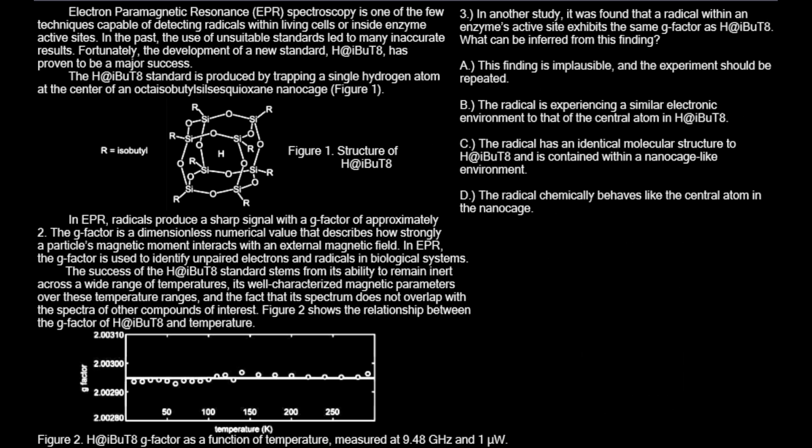Answer choice B says the radical is experiencing a similar electronic environment to that of the central atom in H@iBut8. Answer choice C says the radical has an identical molecular structure to H@iBut8 and is contained within a nanocage-like environment. Answer choice D says the radical chemically behaves like the central atom in the nanocage.